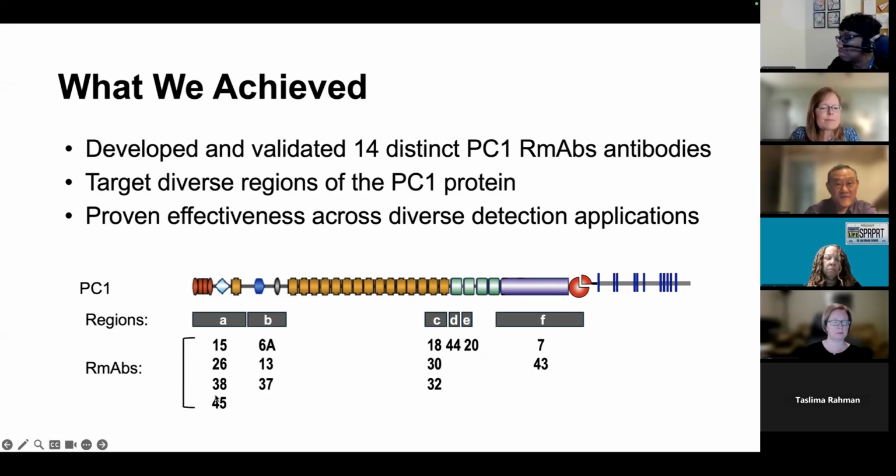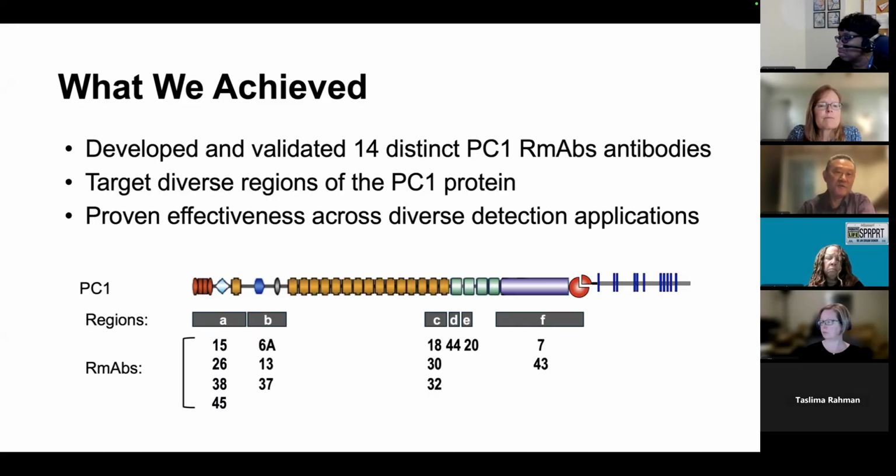And they can be effective across diverse detection applications. As I said, we can use the antibody for Western blot, immunofluorescence, immunoprecipitation. There are different ways to detect, either by location or by size. You can use it for different reasons, like a toolbox with different tools for different purposes. And this antibody can do all of them, across different regions. I think it has implications for detecting mutation in each individual patient.